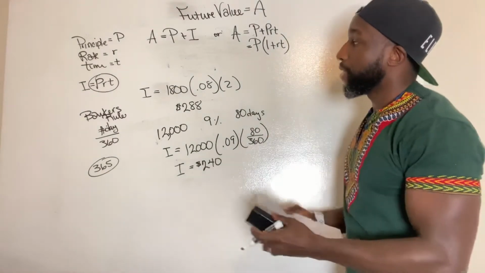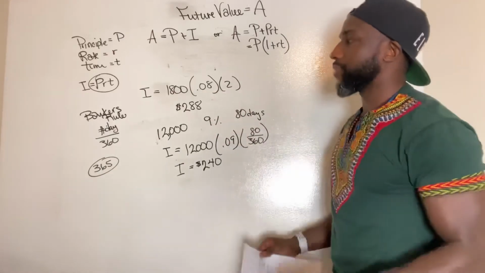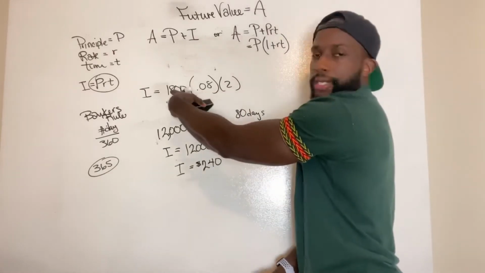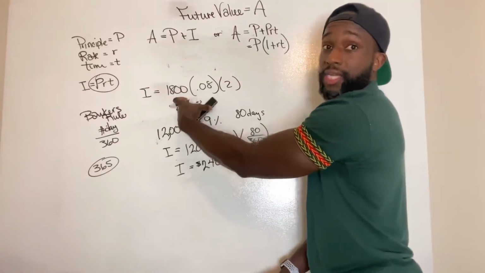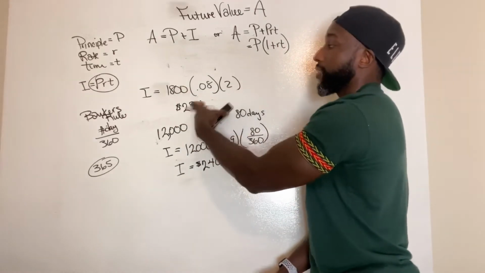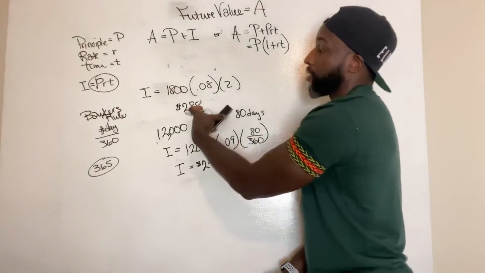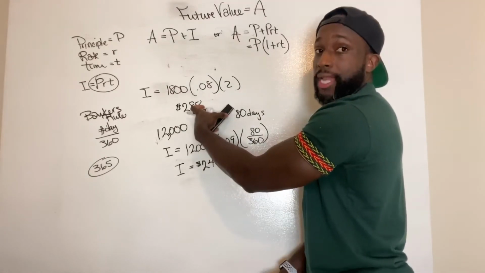Now remember, in our first, well, this is our second example, right? When we made a deposit, or when we were given this loan value of $1,800 after 2 years at an 8% interest rate, the total value was $288, right?